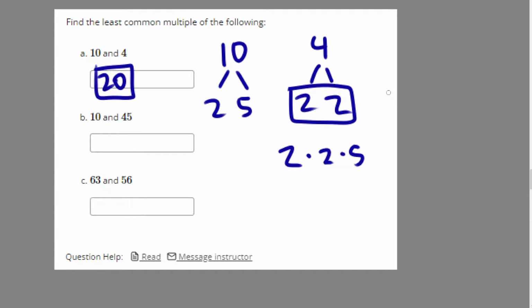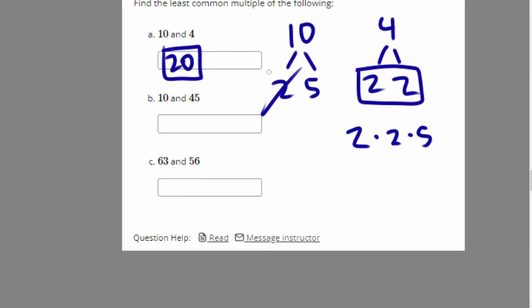Now, I understand that it was kind of weird and confusing. Especially because we didn't include this 2, but these 2 2's cover it. If it's covered, we don't need to worry about it. We just want to do the biggest of both.